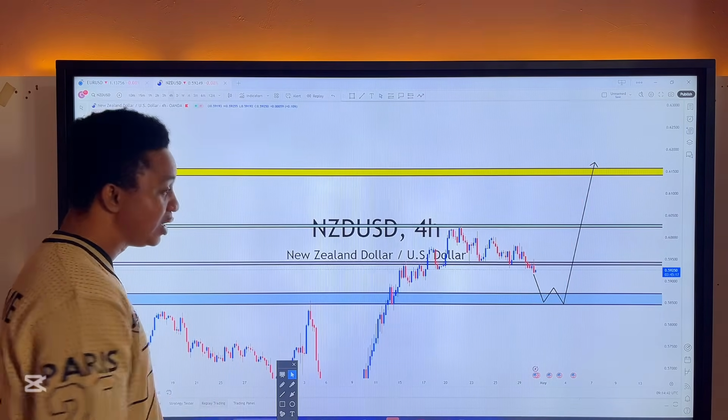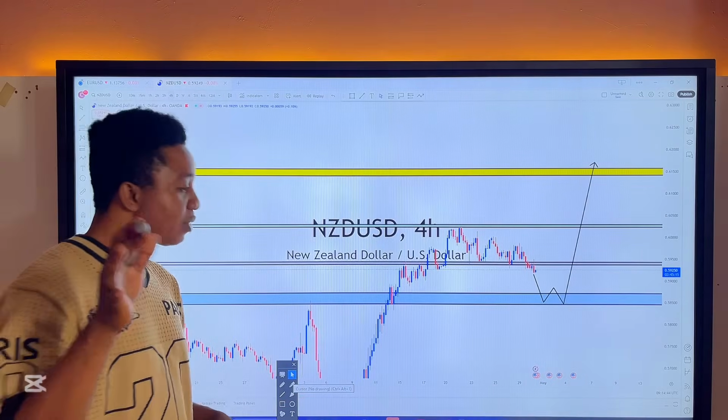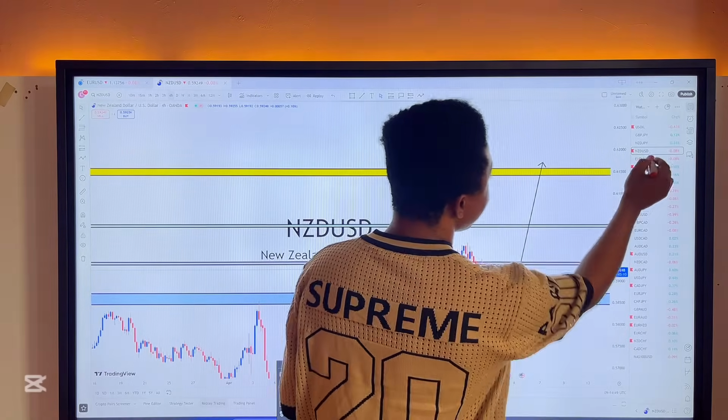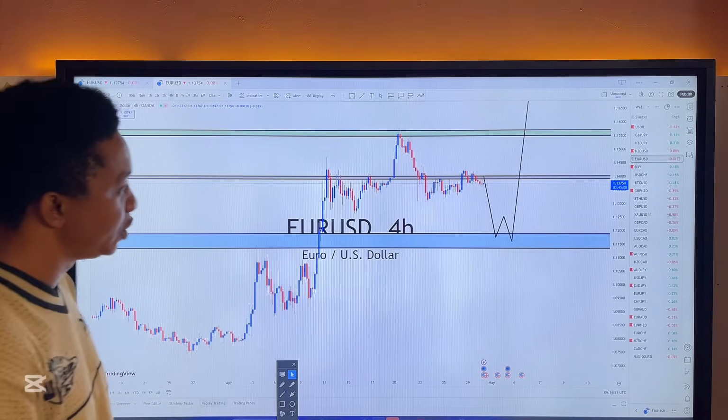So NZD USD, this becomes our full and complete technical analysis. Let's take you to the next pair on the list. Alright, next pair is going to be Euro USD. Let's talk about Euro USD.